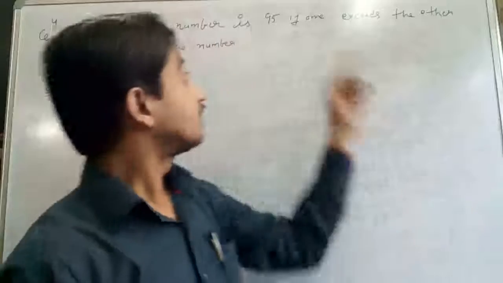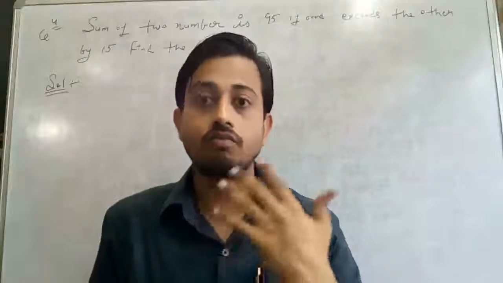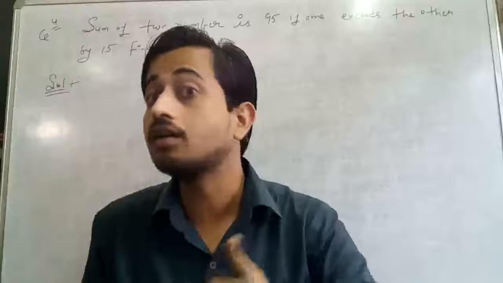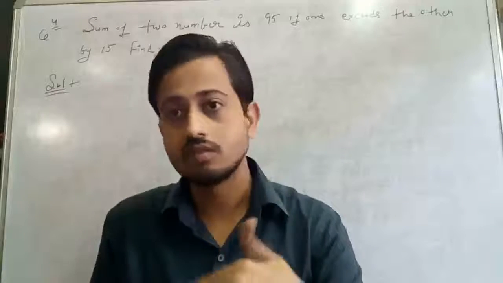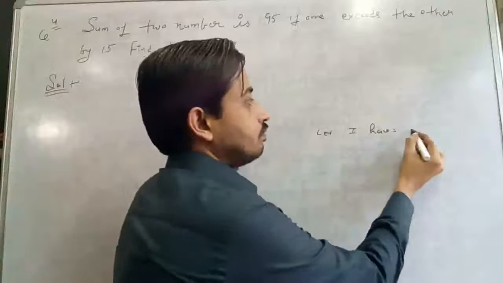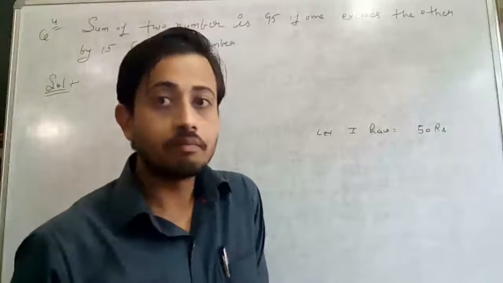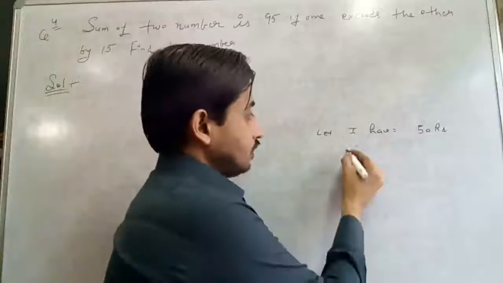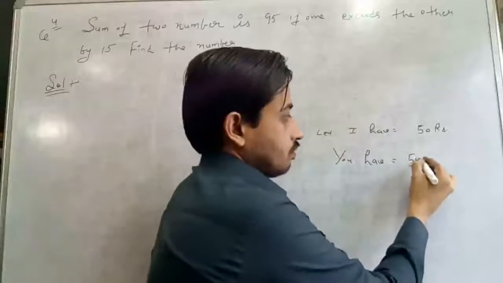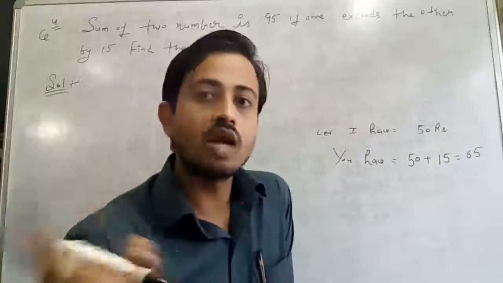Again I repeat that question. In this question, if one exceeds the other, it means if I have 10 rupees and you exceed the amount that I have by 15 rupees, it means 10 plus 15, which is equal to 25. Again I repeat, let I have 50 rupees and you exceed the amount by 15 rupees that I have. It means you have 50 plus 15 is equal to 65. It means you have 65.